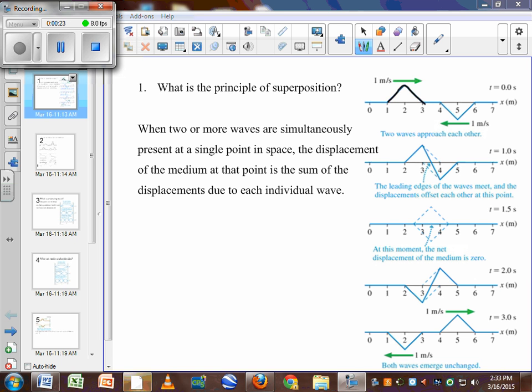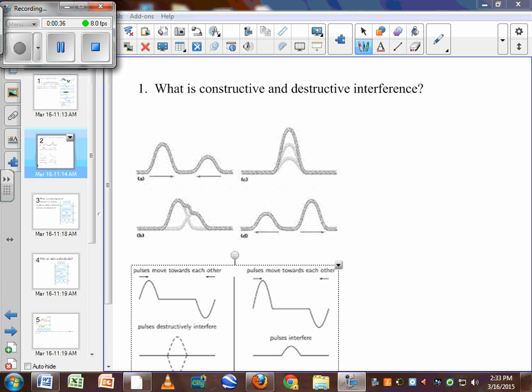We have a wave coming in and a wave here, and then when they superimpose on top of each other down here, they cancel each other out, and there's destructive interference. So superposition means that two waves overlap. We need to understand what constructive and destructive interference is.